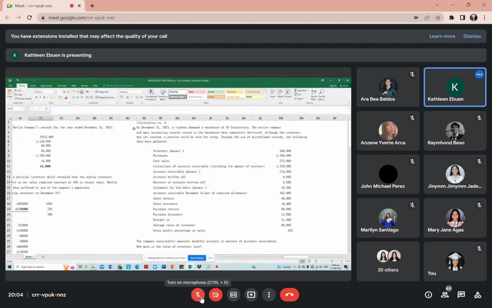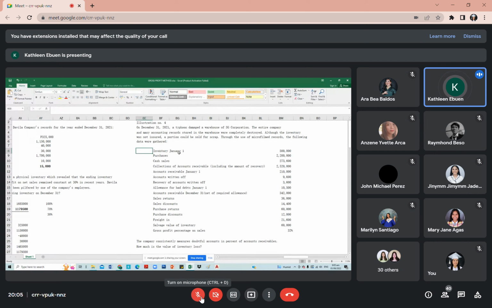Okay, so on December 31, 2021, a typhoon damaged a warehouse of SG Corporation. The entire company and many accounting records stored in the warehouse were completely destroyed. Although the inventory was not insured, a portion could be sold for scrap. Through the use of microfilm records, the following data were gathered. So meron pa tayong nakuhang mga data.